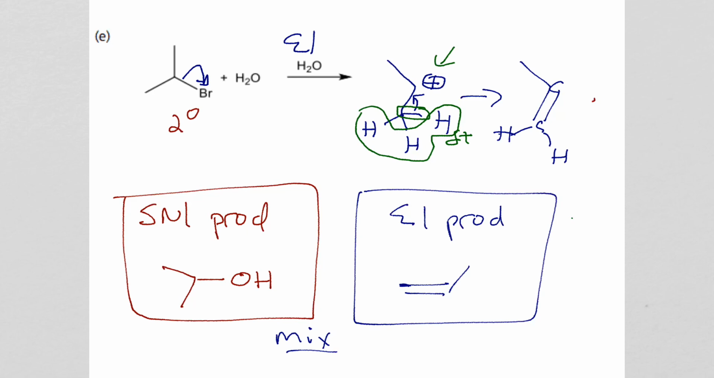If you wanted to increase the amount of the E1 product, you would definitely have to heat it. And the way that that would be indicated is it would either say heat, or there might be a little delta underneath the reaction arrow. So that would be a way that you would figure that out.